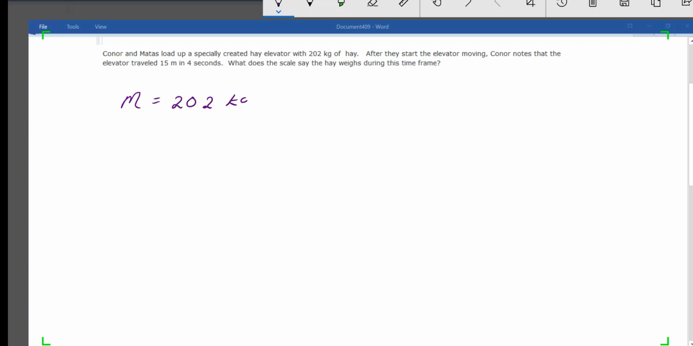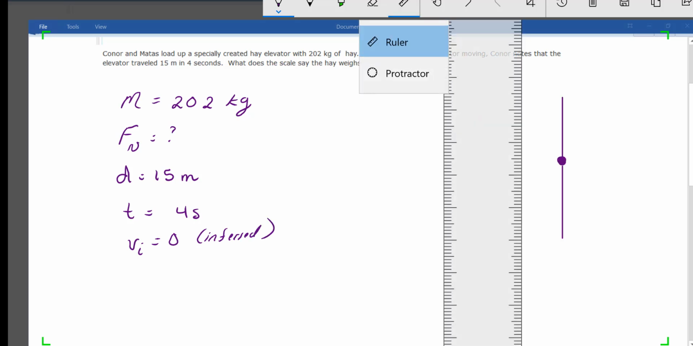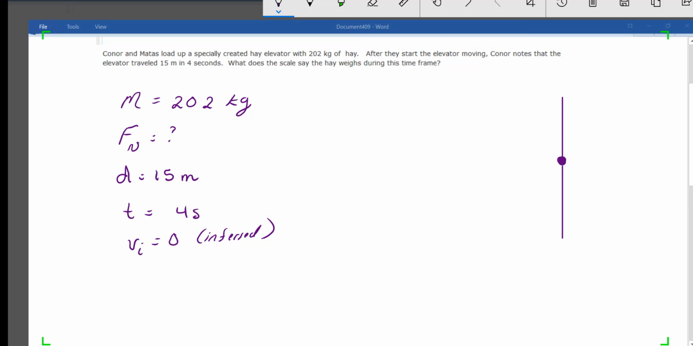Well, we're going to start by putting our given information. We have a mass of 202 kilograms. We know that the normal force is what we're really hunting for. That's what the scale says. And then we've got some more information. The distance traveled is 15 meters, and the time it took to travel that was 4 seconds. It's after they start the elevator moving, so we can infer that Vi, the initial velocity, is 0.